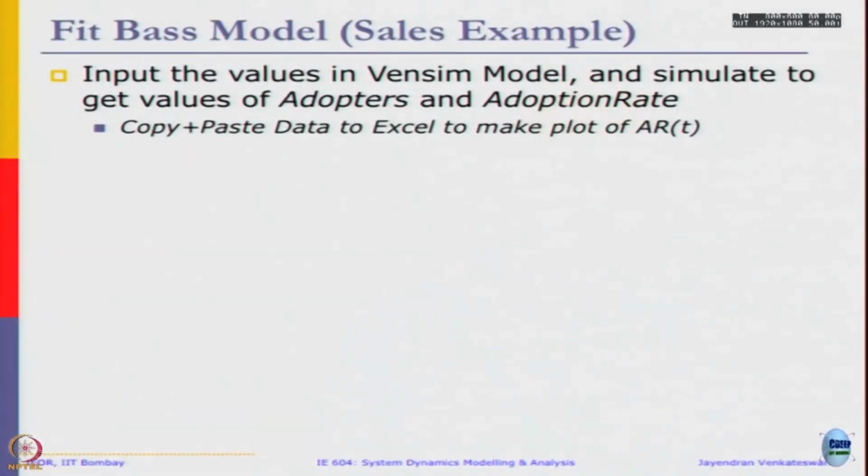Input the values of n, p and q in Vensim, and simulate it to get the values of adopters and adoption rate. Once you get it, I have already shown how to visualize and see the values in a table form. Once you open a table, there is a feature to copy it. You can copy and paste that data into your Excel. Then you can compare the actual data with the simulated data.